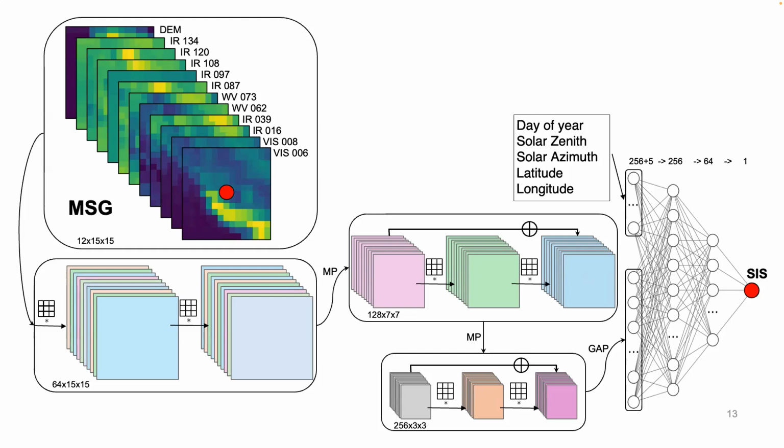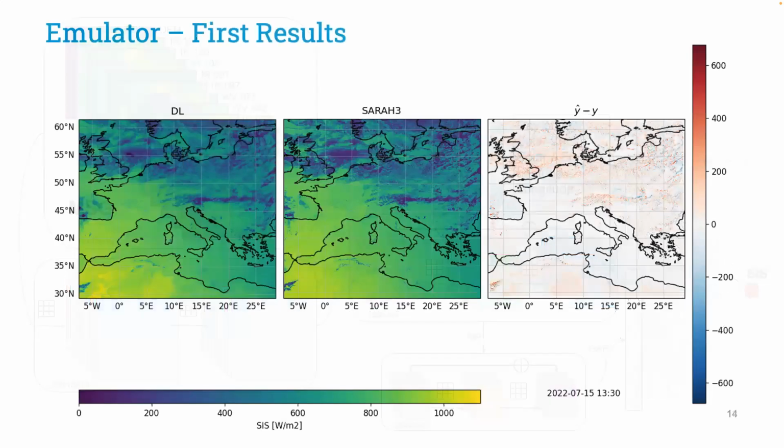Because if you have a physics-based model or algorithm, they also compute the radiation, and they need information about the azimuth angle and so on as well. So we also need that, of course. We also input the latitude and longitude and so on.